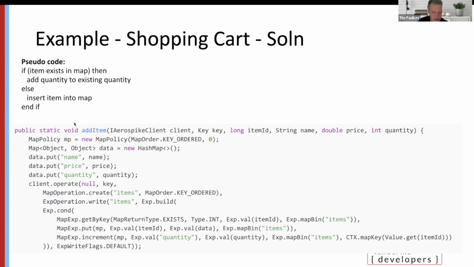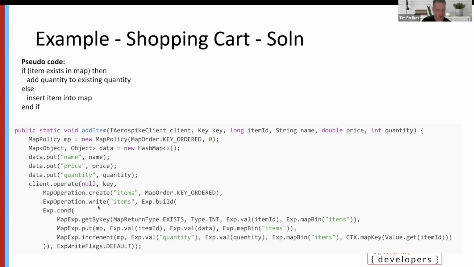So my solution would look like this. I'm going to create a map. The map contains the name, the price, the quantity, and I'm going to use this if that item doesn't already exist in the map. So my expression says, the first thing I'm doing here, and this is a little contrived for this example, is I want to make my map key ordered. Normally, when I go and create these shopping carts, I would set that order to be key ordered anyway. And if you don't do that, it will still work. It just won't be quite as efficient.